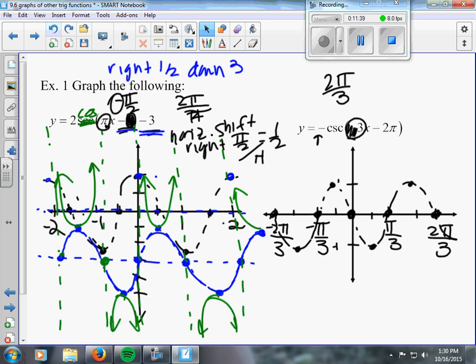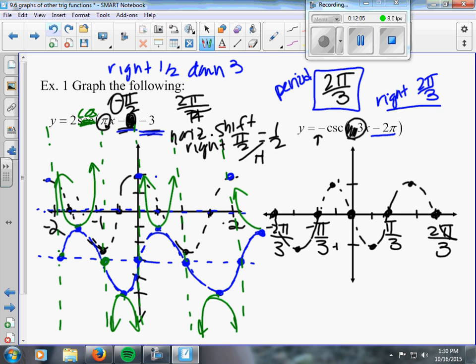Now finally, let's move this to the right. So this is going to go right 2 pi over 3. Oh man. So if I go right 2 pi over 3, that's sort of silly because that's what the period is. Anytime you want to go right a multiple of your period, you're just going to put your graph right on top of the exact same graph. And so this will not change the graph, because this equals the period.